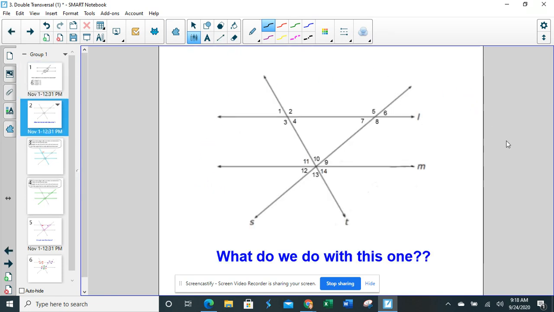Okay, so today we're going to talk about what to do with a picture that looks like this. When I first look at it, I'm thinking, ugh, this is really complicated. I have no idea what to do with it. How am I ever going to find all of those angle measures? All right, so I'm going to show you a strategy for how to break down a picture that looks like this and how to find all those missing angle measures.